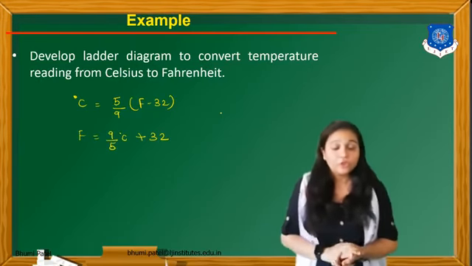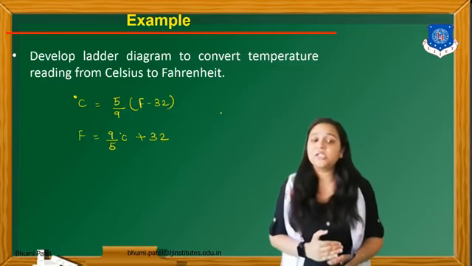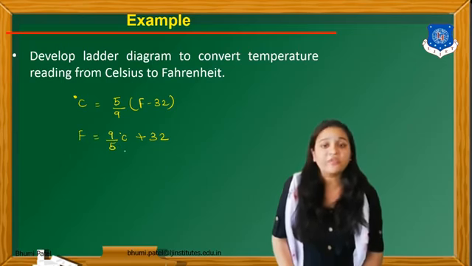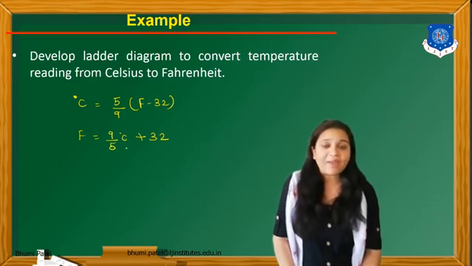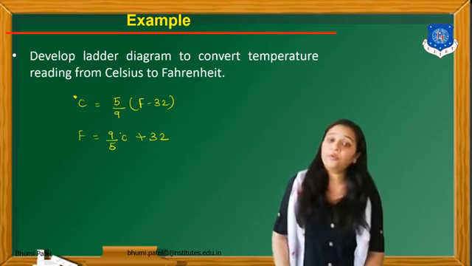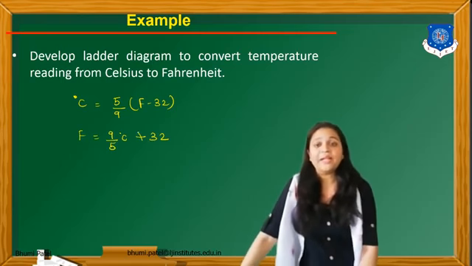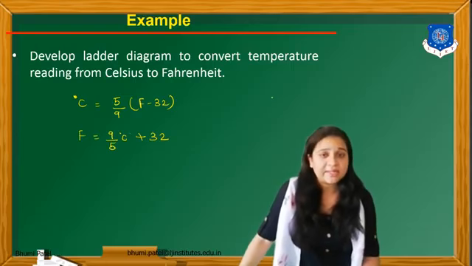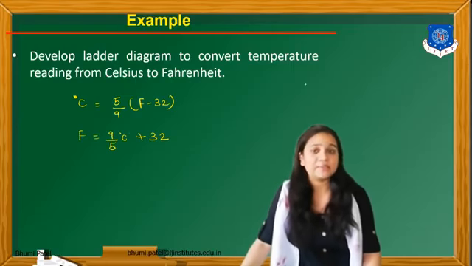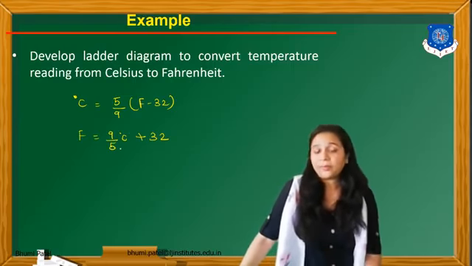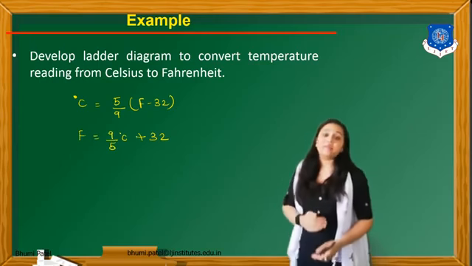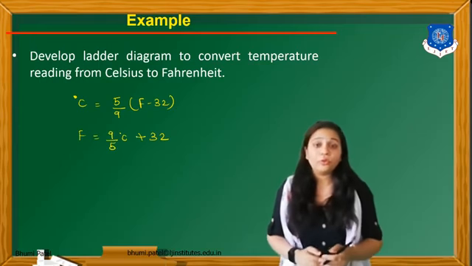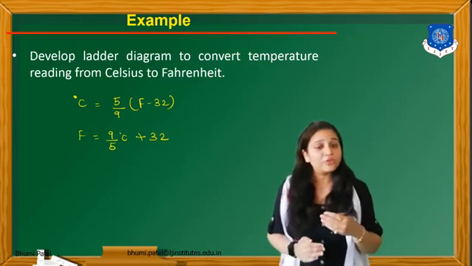So which math instruction is used for this particular example? Here you can see that 9 by 5, so we can use the division math instruction. Then we have to multiply with the Celsius. If we have to calculate 25 Celsius, how many Fahrenheit is there? For that we have to multiply the Celsius value and then we have to add the number 32. So for that we have to use the add instruction.